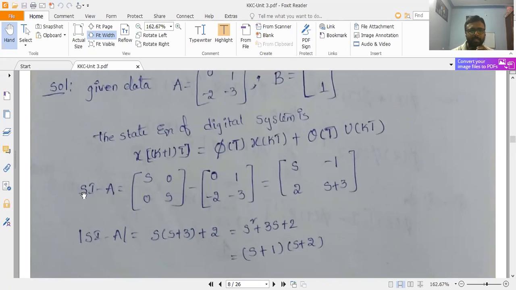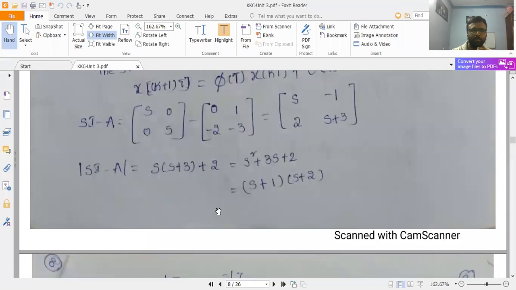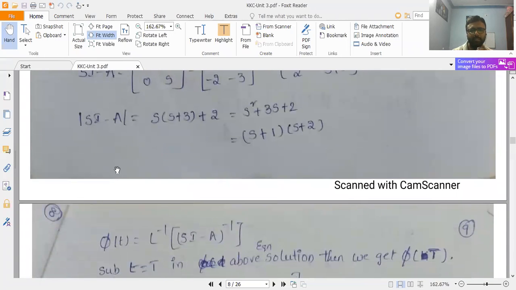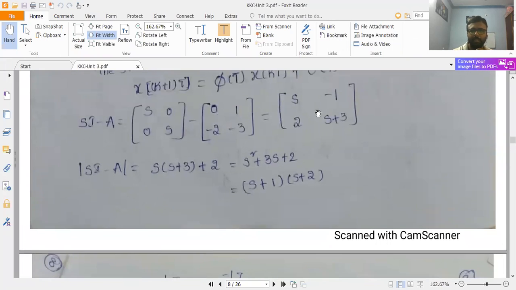Therefore, this sI minus A is going to be represented as the matrix [S, -1; 2, S+3]. This is the sI minus A matrix, and we have to calculate its modulus. In order to find out the sI minus A whole inverse, we have to take the modulus of this particular matrix sI minus A. Therefore, the modulus of sI minus A can be taken as S into (S plus 3) plus 2.